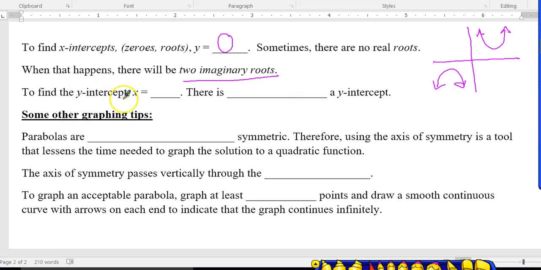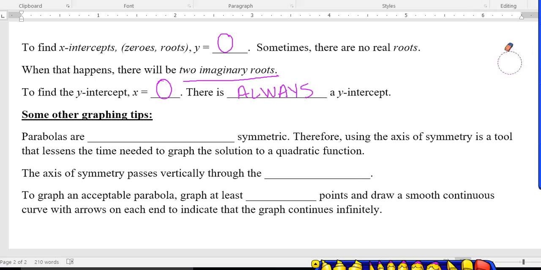To find your x-intercept, your y has to be 0. I'm sorry, to find your y-intercept, your x has to be 0. And there is always a y-intercept. Always a y-intercept. And you can see that on pretty much any parabola. At some point, this parabola, if I continue up, will cross the y-axis. They always have one. Okay?